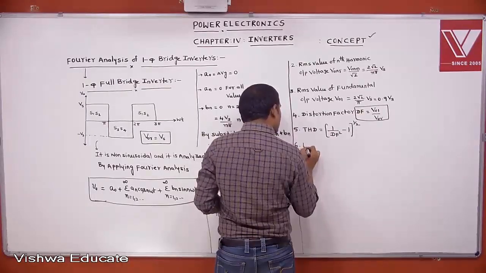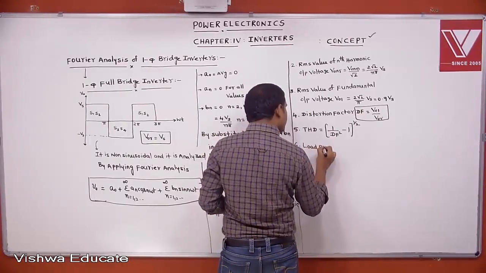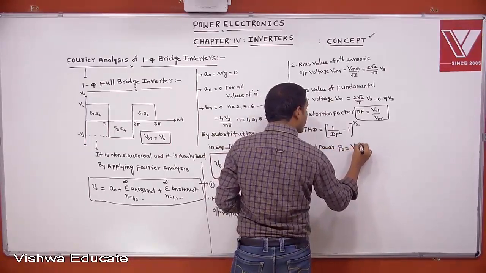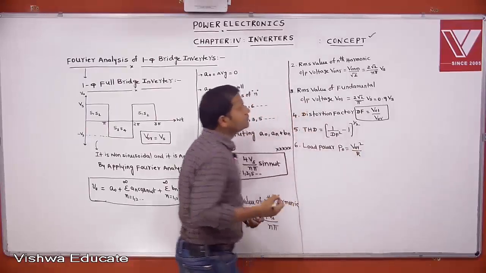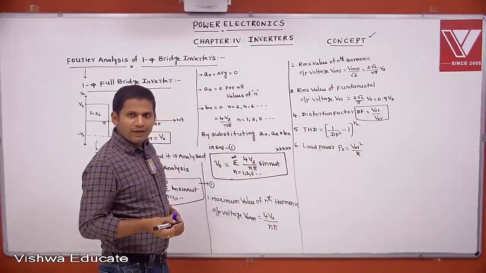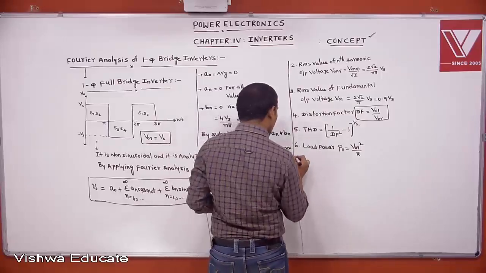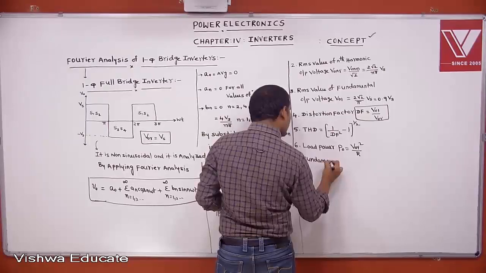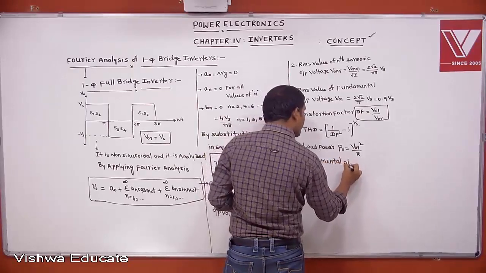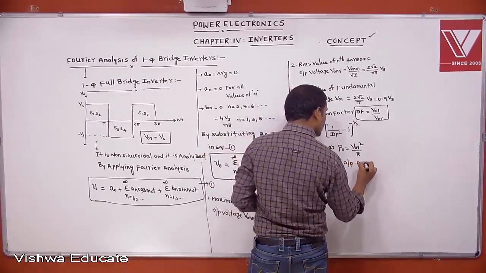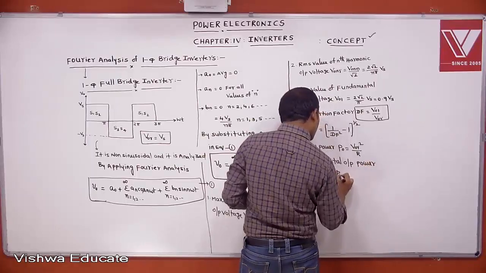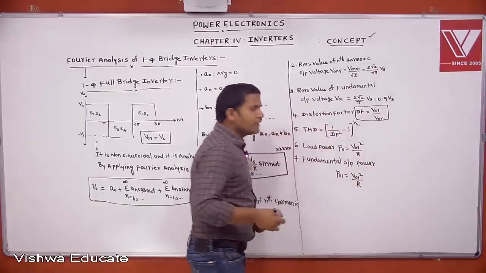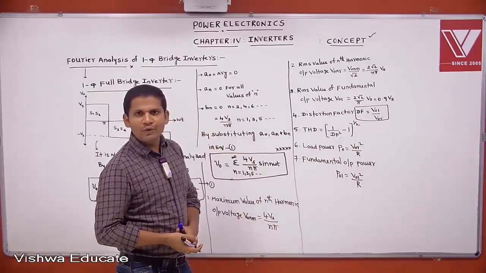Load power, output power or load power. How can we write? P naught equal to V naught RMS square by R. Shall we write fundamental output power? Fundamental output power, that is power delivered due to fundamental component. How to write the formula, you tell me? Then P naught 1 equal to V naught 1 square by R. That is the fundamental output power, the power delivered due to fundamental component.